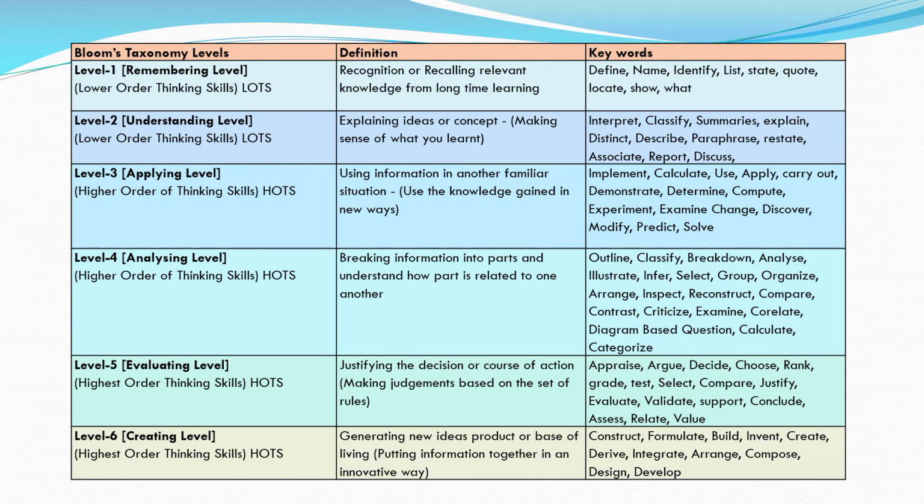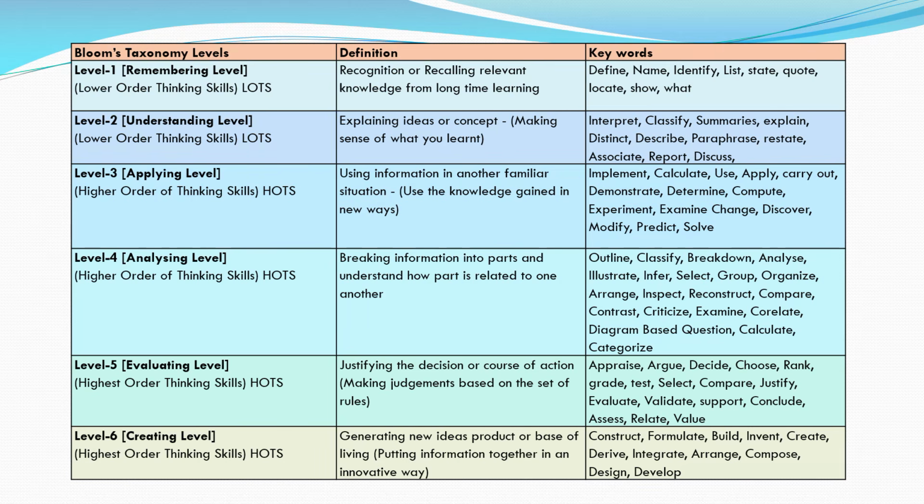Next, level 3, or the applying level. It is the start of higher order thinking skill. Here we use the knowledge gained in new ways. The keywords we can use in the applying level are implement, calculate, use, apply, carry out, demonstrate, determine, compute, experiment, examine, discover, modify, predict and solve. These are the different kinds of keywords we can use in framing the question paper.